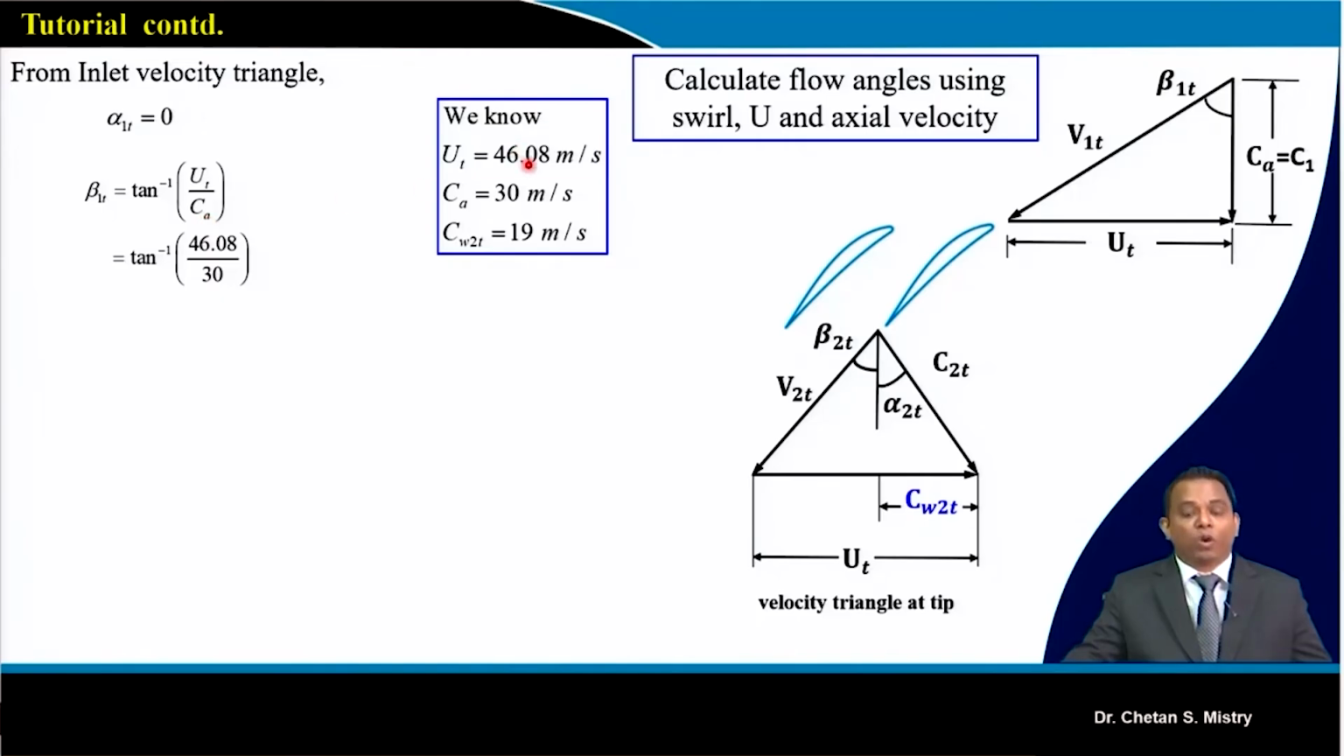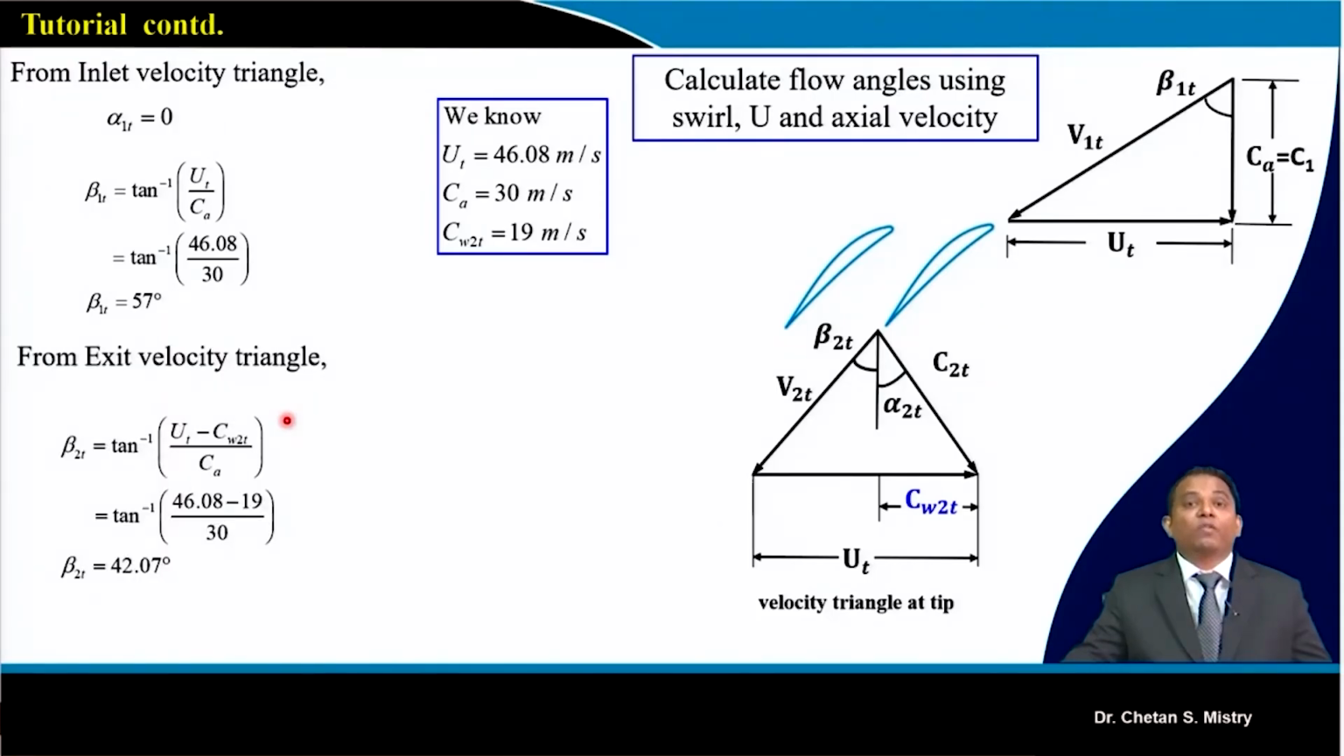And my axial velocity we are assuming to be constant. U tip, which we have calculated earlier, is 46.08, and Ca, which is known to us, is 30 meter per second. Based on that, we can calculate our beta 1 at tip, it is 57 degree. Same way we can calculate what is happening with my beta 2 at the tip. From the velocity triangle we can write tan beta 2 at tip is U tip minus CW2 tip divided by Ca. That gives my beta 2 tip as 42.07 degree.